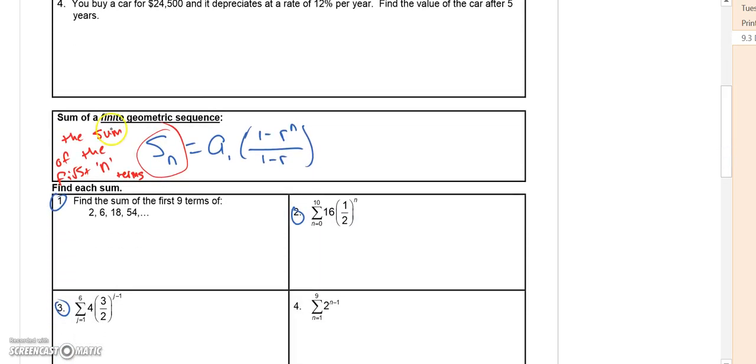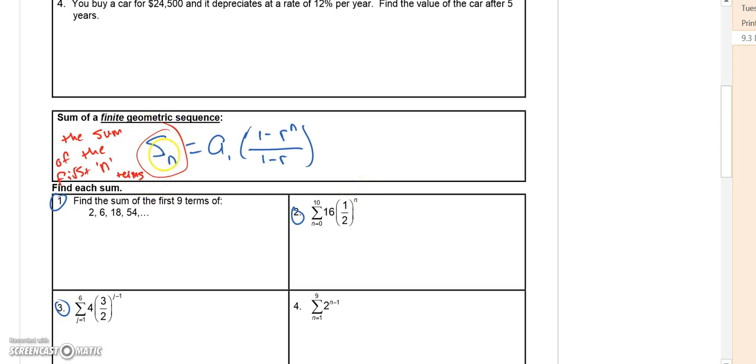So here's what we're talking about with a finite geometric sequence. Geometric, we again said, was multiplying. Finite means that it stops, right? There's not an infinite number. There's a set number of terms. So if you look at number 1, the first 9 terms. For number 2, there's 11 terms, right? From 0 to 10, we do 10 minus 0 plus 1. So there's 11 terms. There's always a set number of terms.